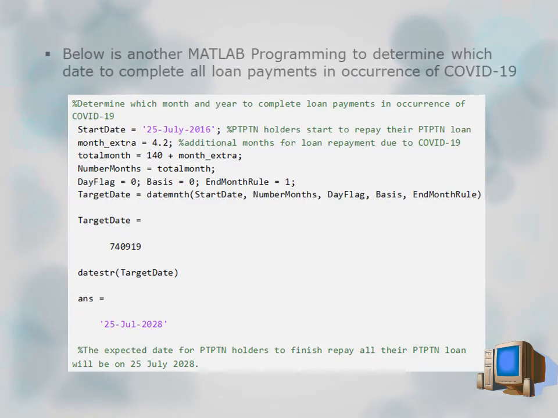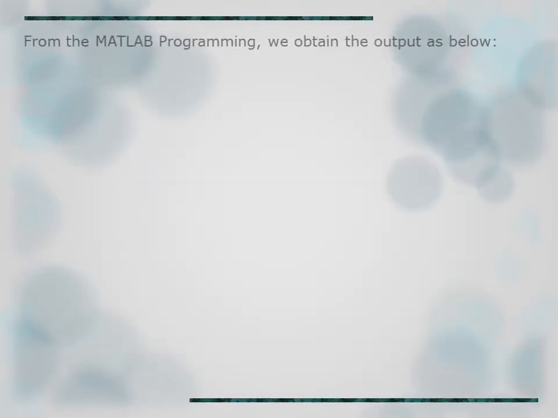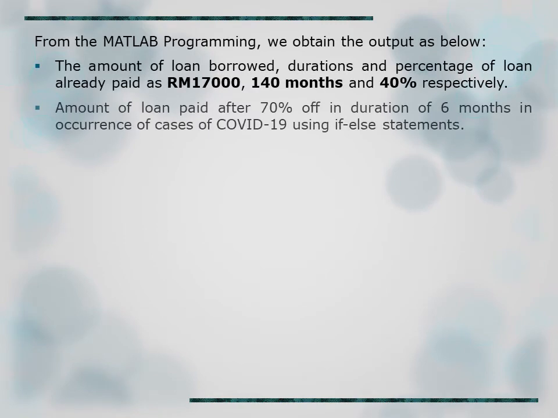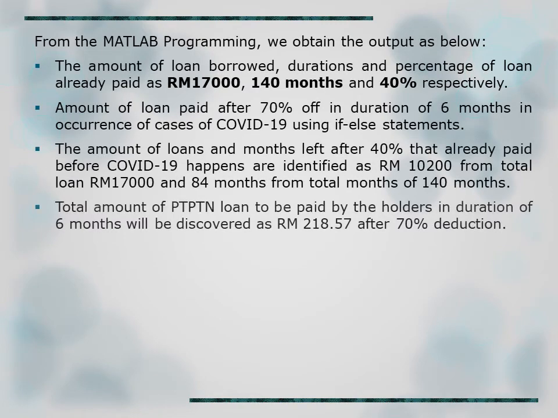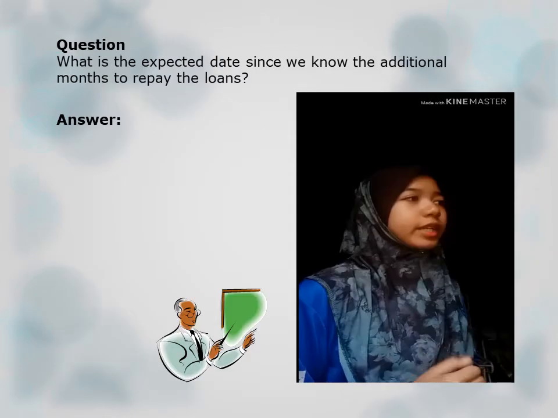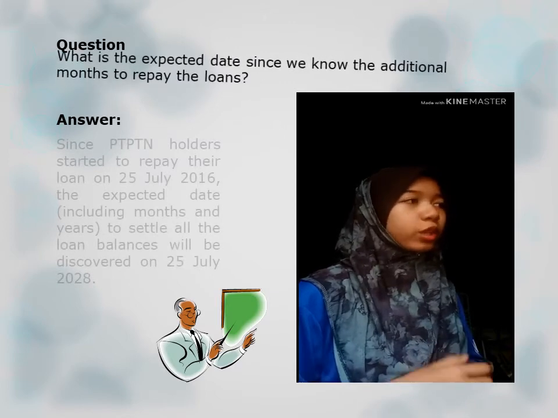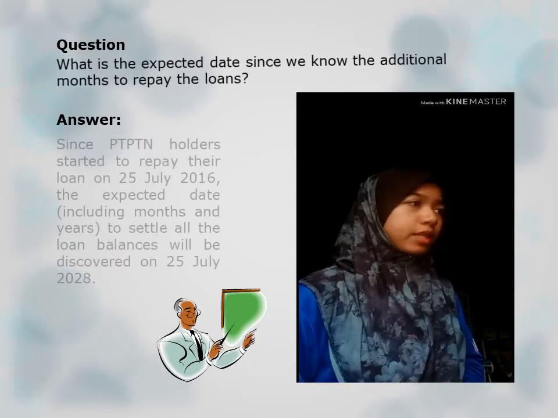Another MATLAB program is used to determine which date to complete all loans in the occurrence of COVID-19. From the MATLAB program, we obtain the output as below. This is the expected date to settle all loans, since we know the number of extra months.